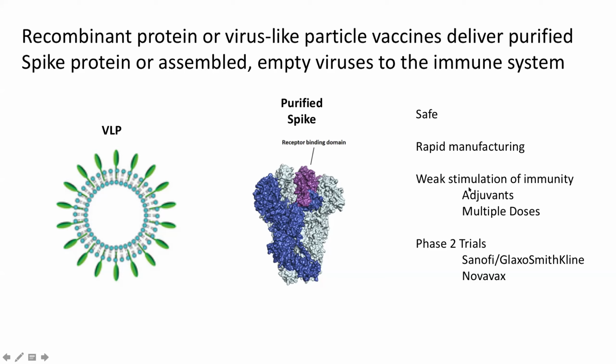And because they're not getting amplified within the person receiving the vaccine, these often require multiple doses, like up to 4 booster shots even of these vaccines. And so that's kind of a drawback as well. But there are purified and VLP vaccines currently in phase 2 trials against SARS-CoV-2 by these companies listed here. And so again, they're still kind of in the safety trials.